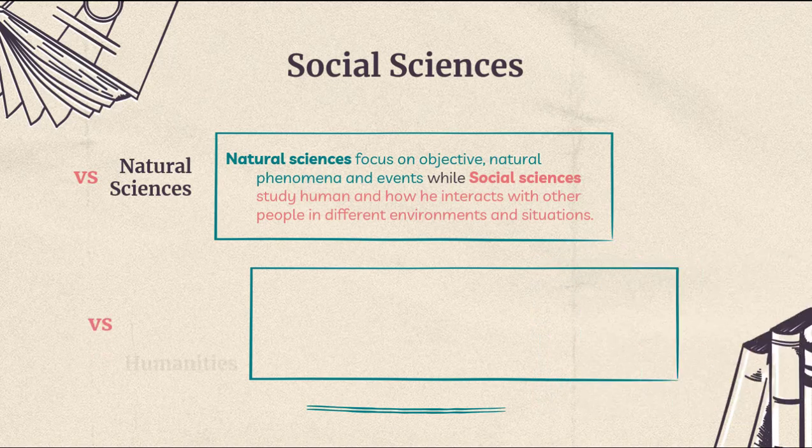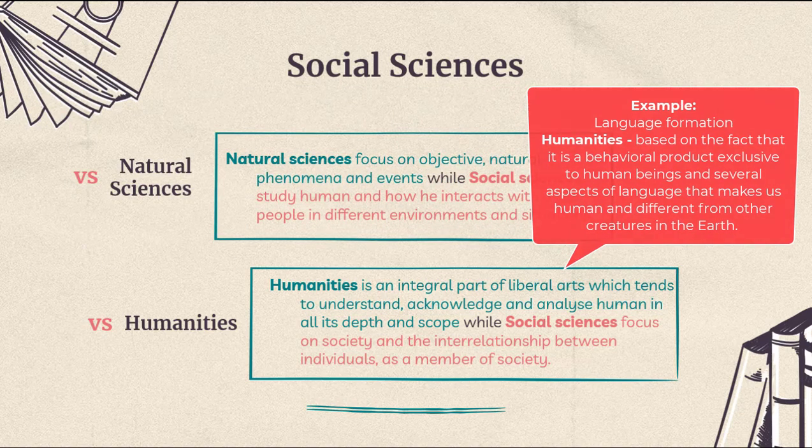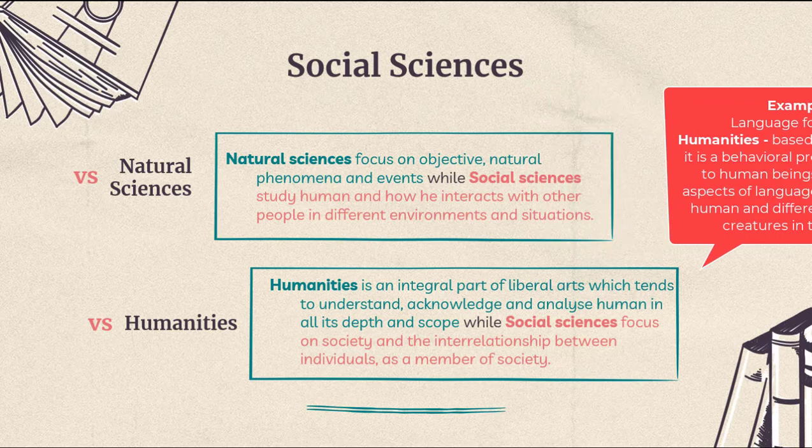Now, to contrast social sciences and humanities. Humanities is an integral part of liberal arts which tends to understand, acknowledge, and analyze human in all its depth and scope, while social sciences focus on society and the interrelationship between individuals, as a member of society. For example, humanities may study a specific language formation based on the fact that it is a behavioral product exclusive to human beings and several aspects of language that makes us human and different from other creatures on the earth.